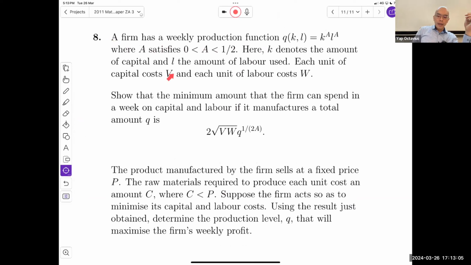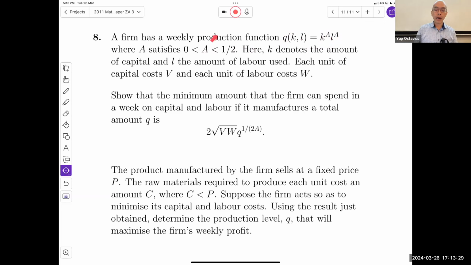From the beginning until this part, it is fairly standard. So now the challenge is whether your mathematics can cope with what they want or not. Okay, let's read the question. You have a production function. So this is the irritating part where they say it's in A.